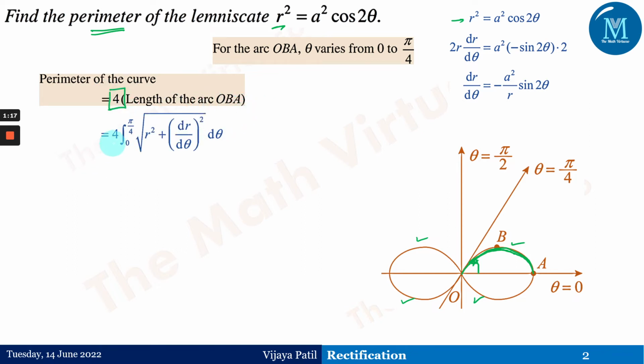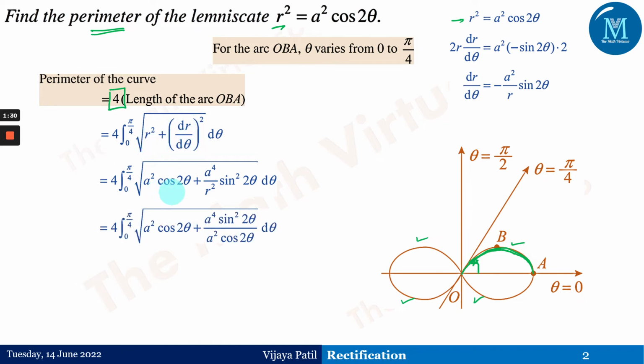And therefore it's nothing but 4 times the integration from 0 to π/4 of the square root of r squared plus (dr/dθ) squared dθ, putting in the values of r squared and dr/dθ and squaring them, we'll be getting this type of equation. Now look at this r squared. Now r squared is nothing but a squared cos 2θ. This is what we have replaced here.